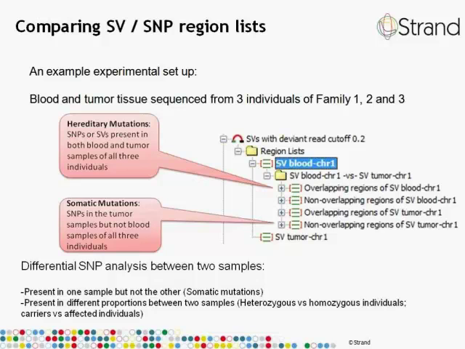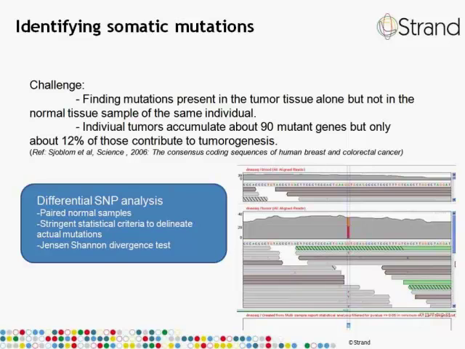However, the challenge in finding somatic mutations is that these are very rare and require much more rigorous statistical tests. Now, finding somatic mutations is indeed a challenge. A 2006 study on breast and colorectal cancer says that cells accumulate about 90 mutations in the tumor, but only a fraction of these, about 11, contribute towards actual tumorigenesis. To hunt for these mutations in a milieu of various polymorphisms is not an easy task and requires stringent statistical tests.